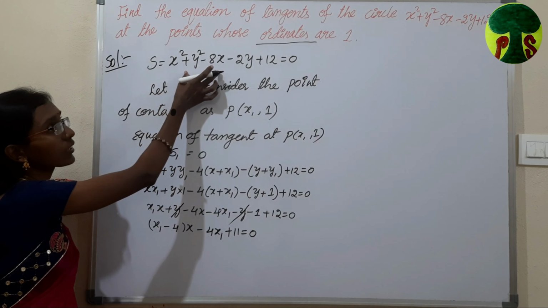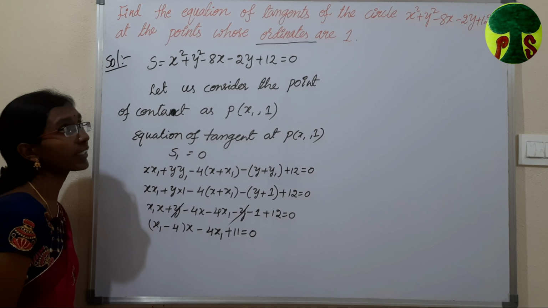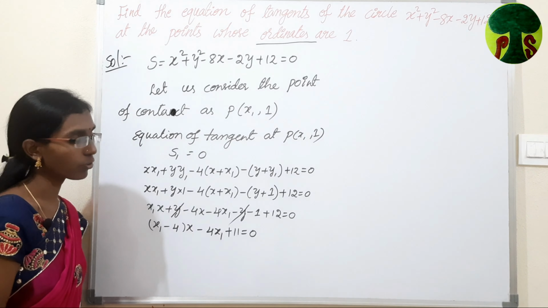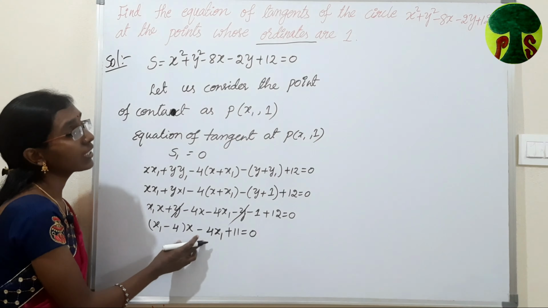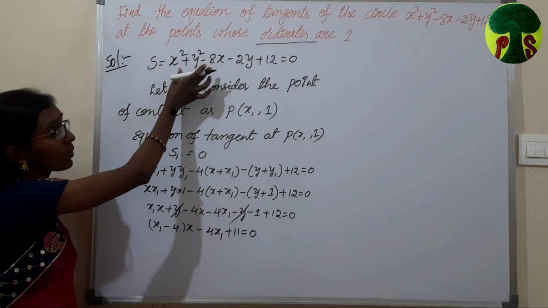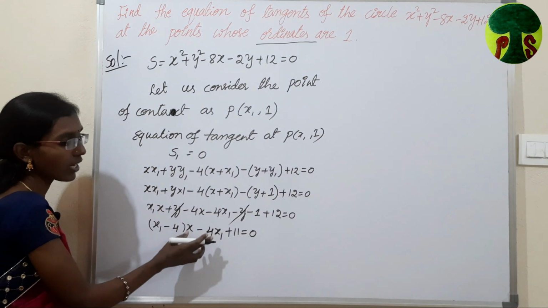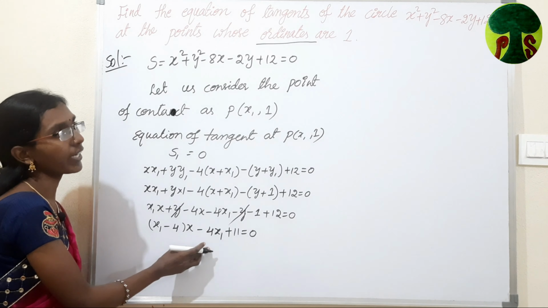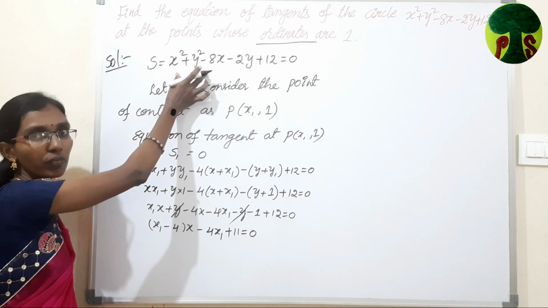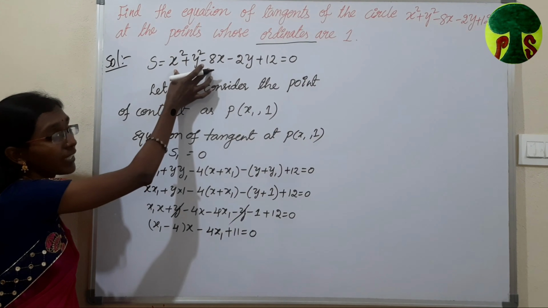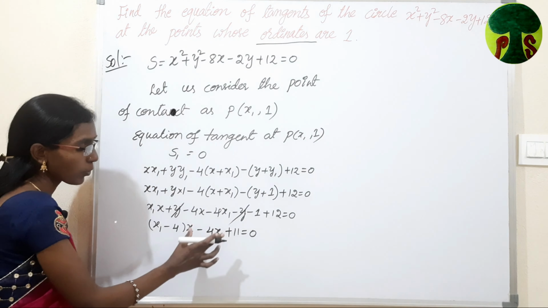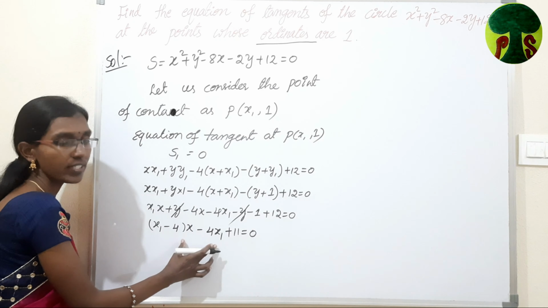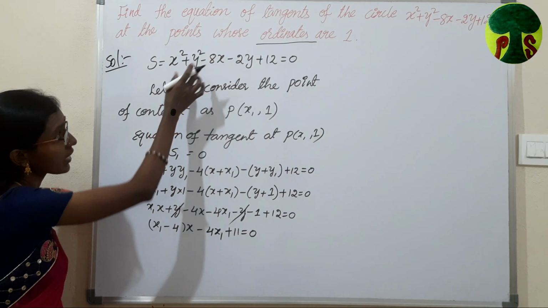The circle is S equals x square plus y square minus 8x minus 2y plus 12 equals 0. Since it is a tangent, the perpendicular distance from the center of this circle to this line should be equal to the radius of this circle. So, now we have to find the radius of the circle as well as the perpendicular distance from the center to this line. Let us find the radius of the circle.